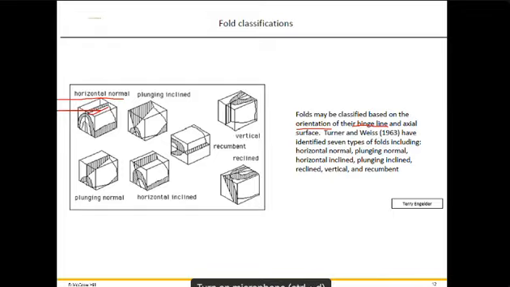Can you all see this second example here? Plunging inclined, right? What is happening to the hinge line?